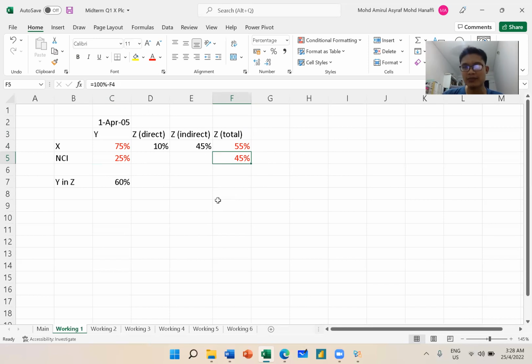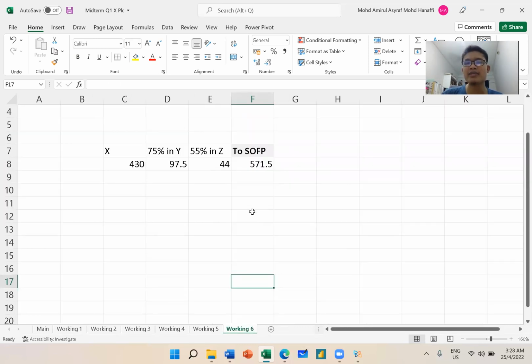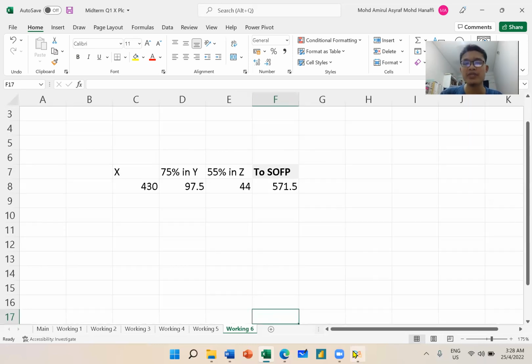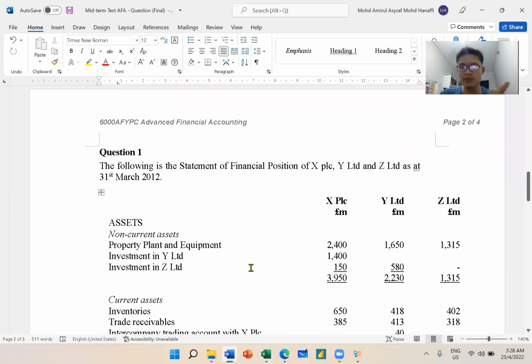Now, I told you there are three things to focus on. Number one, you calculate your capital reserve separately. How do you do that? In working number 6 here. Again, whether it is working 6 or 7 doesn't matter. How do you do this? Very easy. This is the first one out of three.